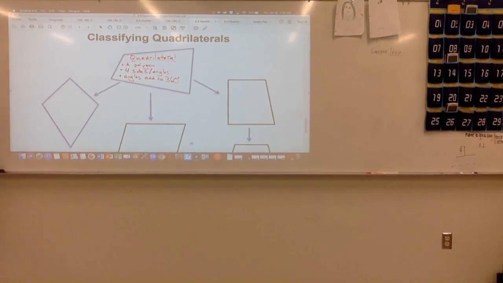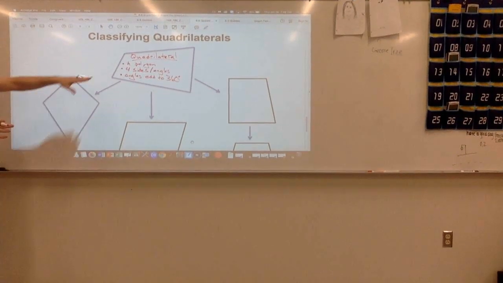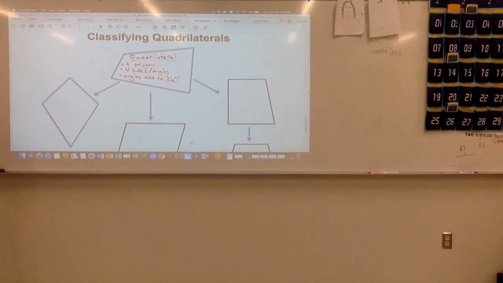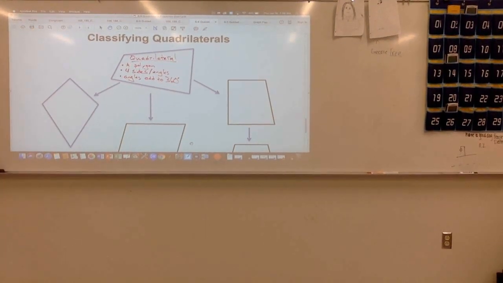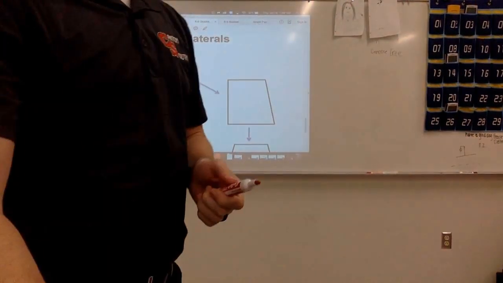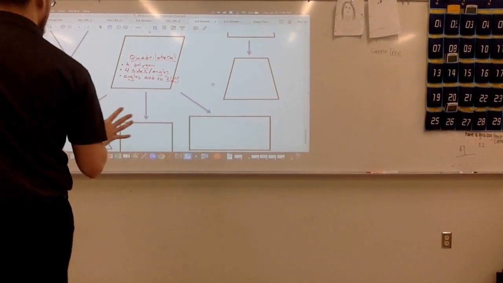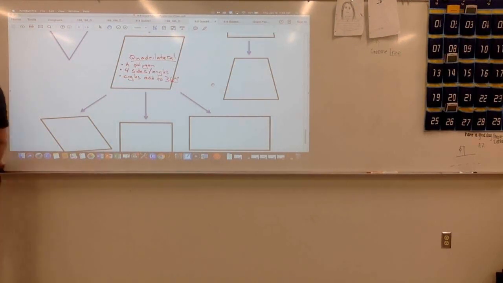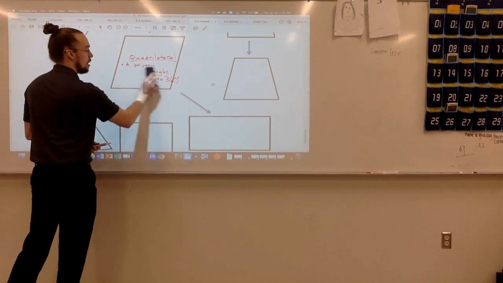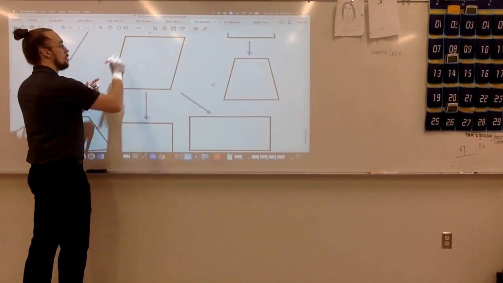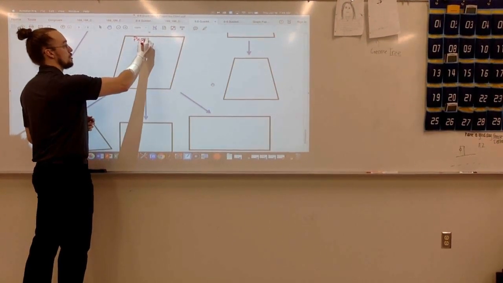So every quadrilateral on this page has these properties. It's a polygon, 4 sides and angles, and the angles add to 360. Now, straight down is a parallelogram. We talked about, I believe, 5 properties for a parallelogram. So, what are those properties?